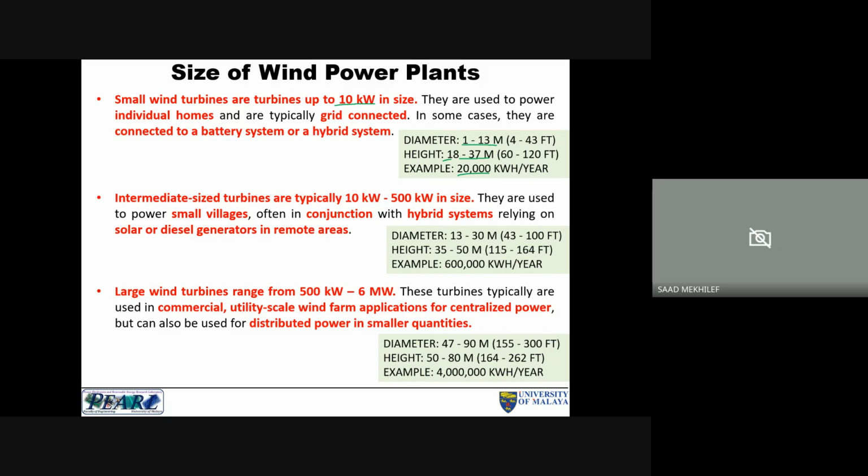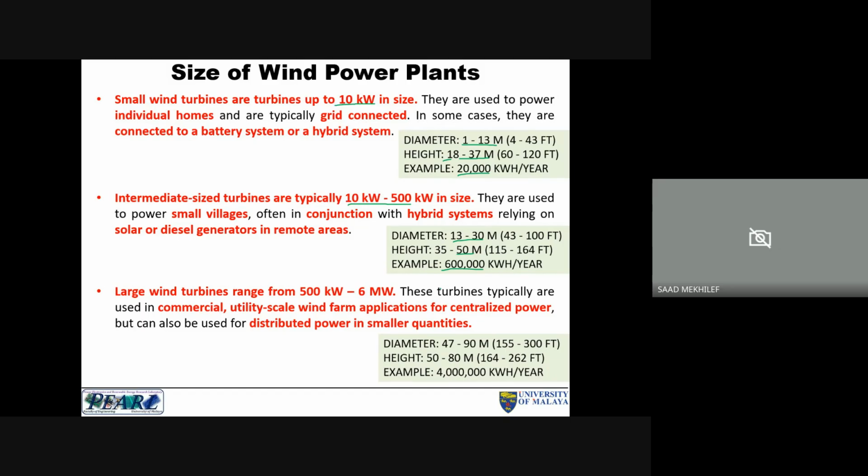And then we have the intermediate size, which is 10 to 50 to 500 kilowatts in size. They are a bit larger, and the blade can go up to 30 meters in diameter. I'm talking about the blade. The heights can go up to 50 meters, and they can give almost 600 megawatt hours of electricity per year.